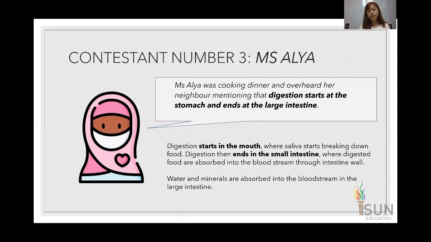Now, what about the large intestine? The undigested food will go to the large intestine to be passed out, and the water and minerals will be absorbed into the bloodstream in the large intestine. So there is no digested food in the large intestine.